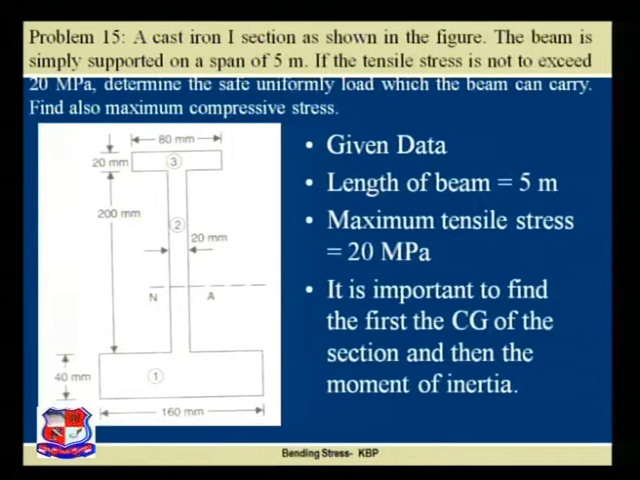We are going ahead with the next problem. Please refer to this problem. A cast iron I section as shown in the figure. Please see the figure very precisely. See the top flange, bottom flange. It is very clear that the given section is of unsymmetrical shape. Now the beam is simply supported on a span of 5 meter. An interesting point: the beam given is simply supported and the span is 5 meter.